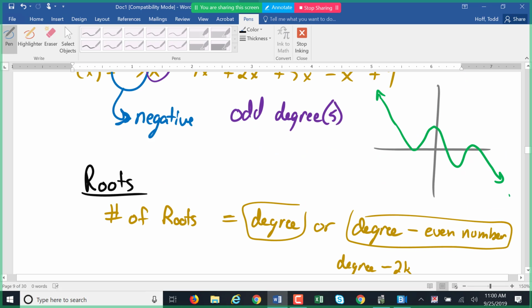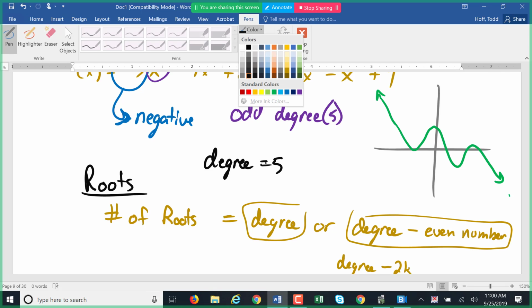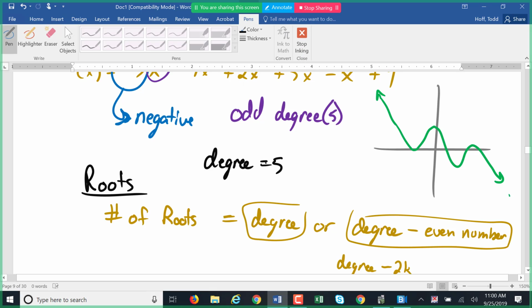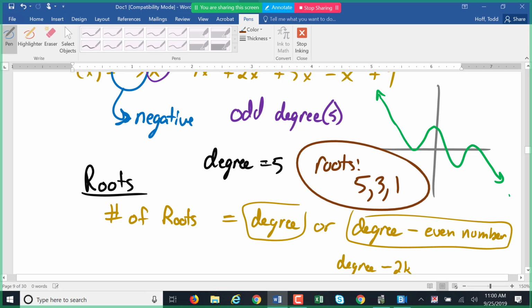So this up here had a degree of 5. So my roots, there's either going to be 5, 3, or 1 root. Remember, roots are that x-intercept, so it's going to cross the x-axis either 5 times, 3 times, or 1 time.